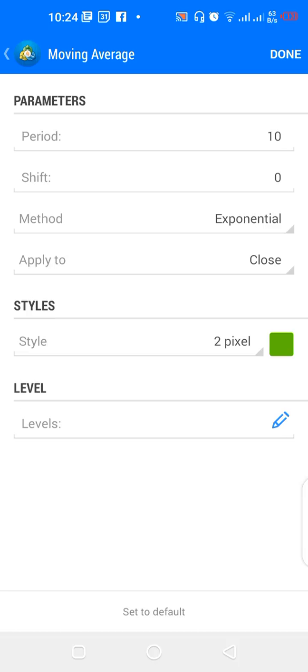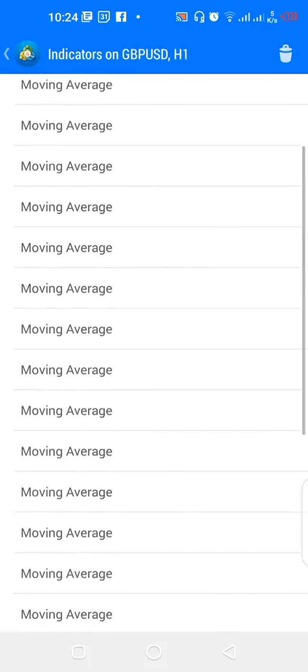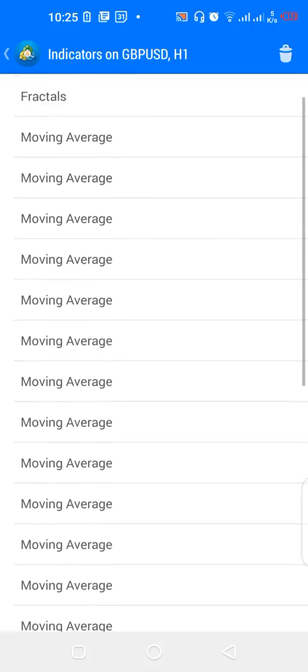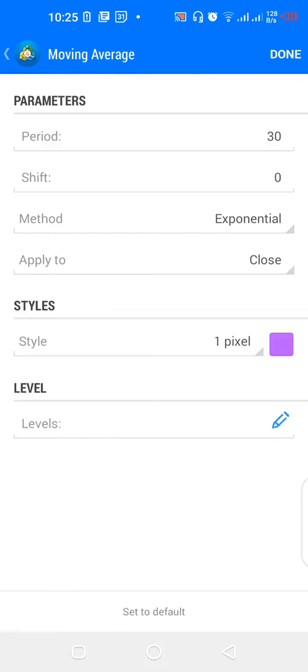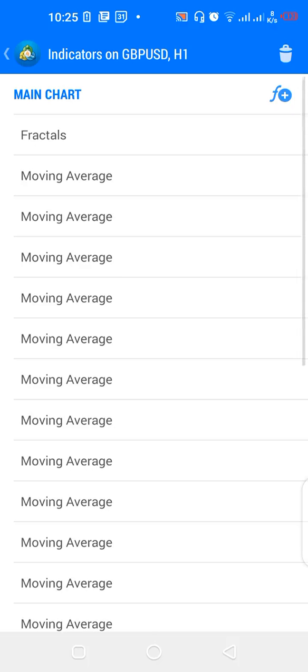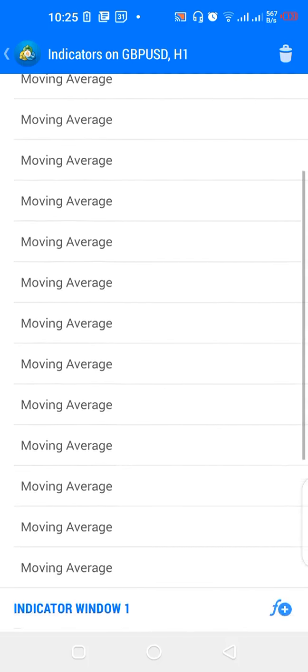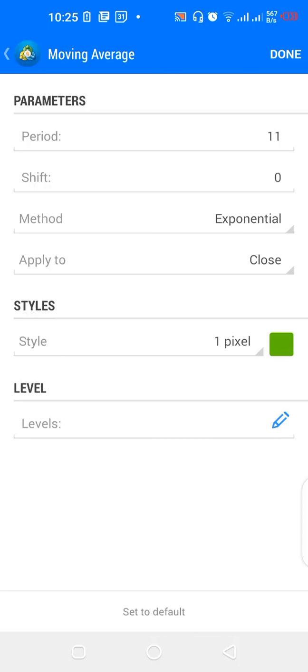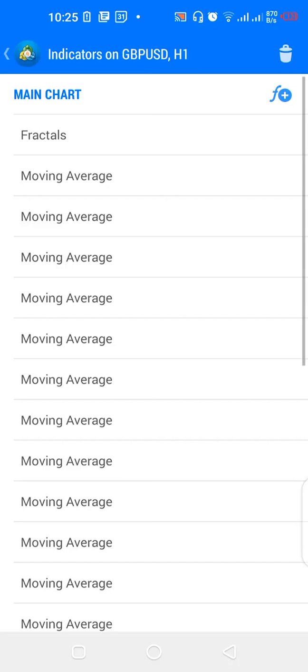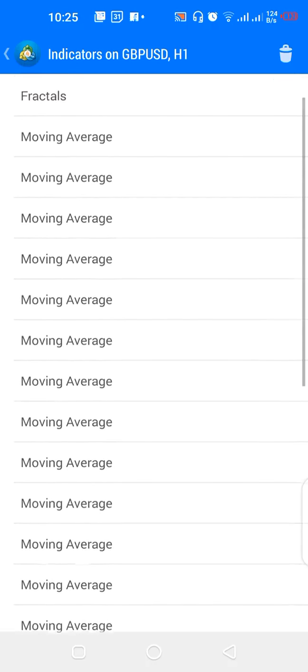Now the fourth moving average is a 10 exponential moving average, color green. Now, apart from the fourth, we have the fifth. The fifth moving average is a 30 EMA, color purple. Now, the sixth moving average is an 11 EMA, color green.